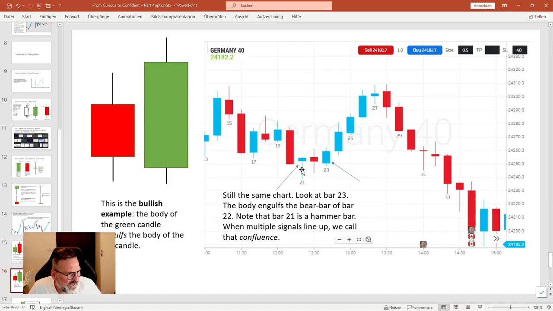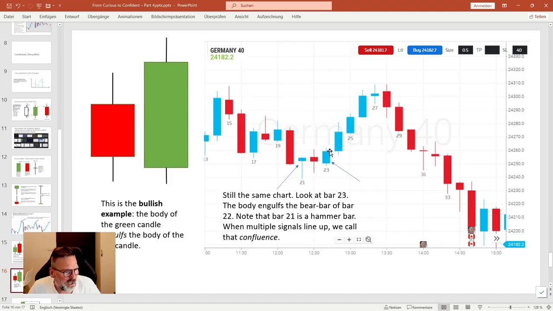You have a hammer bar here, which alone indicates a trend reversal. See, we are going down here. Yes, there's a pullback, but overall it's going down. And we print that hammer bar, and then we have an engulfing pattern. So, at that close, when that bar closes, you could buy the market on close, right?